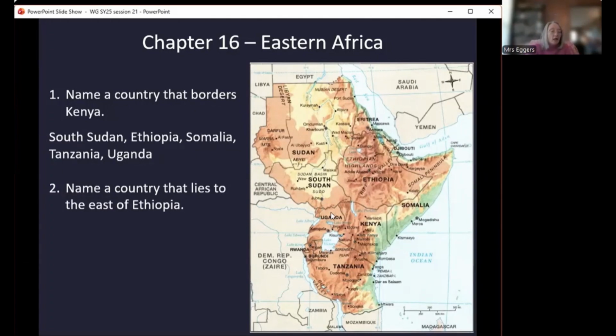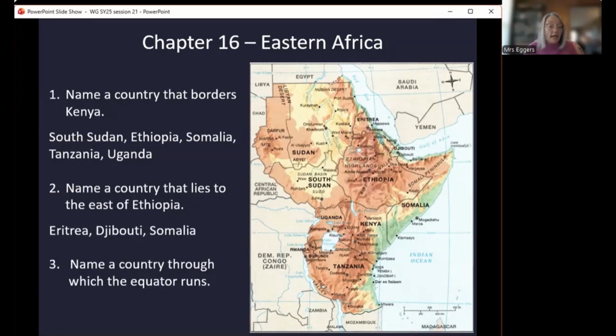Okay, name a country that lies to the east of Ethiopia. Part of Somalia does. Excellent. Yep. Djibouti. Yep. Little Djibouti right there. Yep. And Eritrea. Yes.